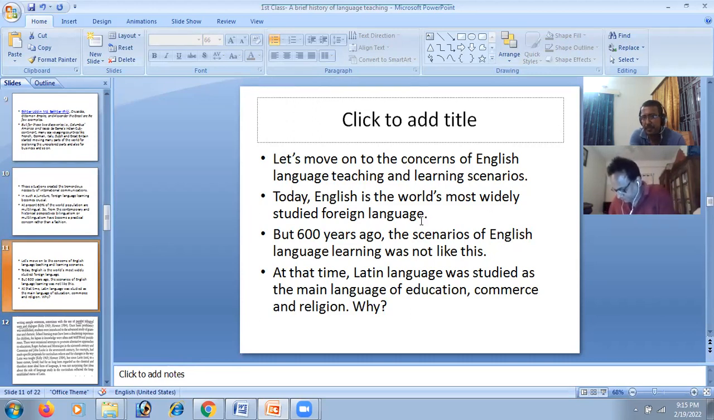Many of them use it as the international language. But some 60 years ago, the scenario of English language learning was not like this. What happened over there? At that time, the Latin language was in prominence. Why? Latin was studied as the main language of education, commerce, and religion.